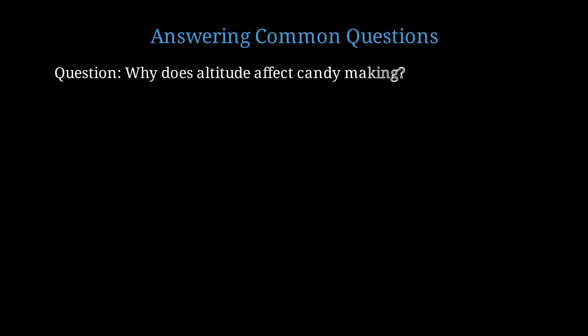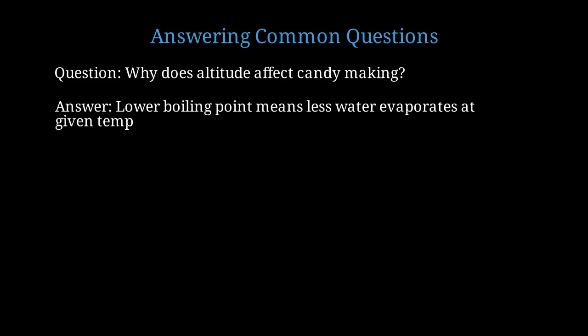Let me address some common questions about the science of candy making. Question: why does altitude affect candy making? Answer: at high altitude, atmospheric pressure is lower, so water boils at a lower temperature. This means at a given temperature, less water has evaporated, so you have a higher water content than the recipe expects. You must cook to a higher temperature at altitude to achieve the same final water content.